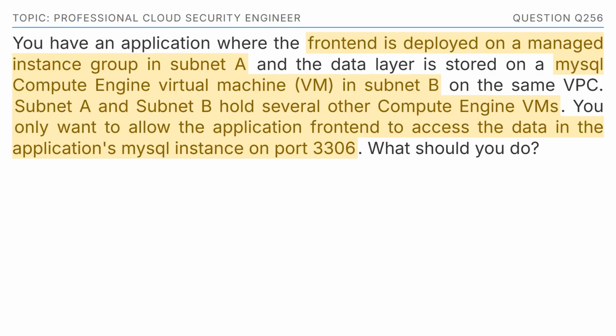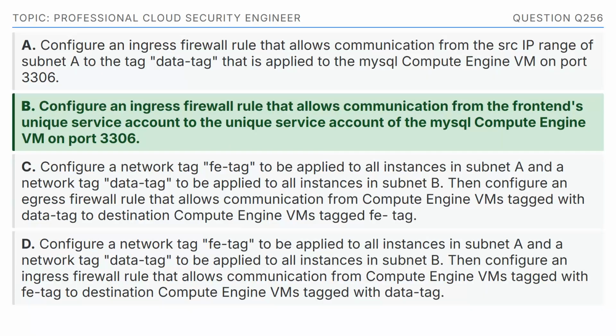To arrive at the correct answer, we focus on the keywords. Frontend is deployed on a managed instance group in Subnet A, MySQL Compute Engine Virtual Machine, VM, in Subnet B. Subnet A and Subnet B hold several other Compute Engine VMs. Only want to allow the application frontend to access the data in the application's MySQL instance on port 3306. The correct answer is option B, configure an ingress firewall rule that allows communication from the frontend's unique service account to the unique service account of the MySQL Compute Engine VM on port 3306.